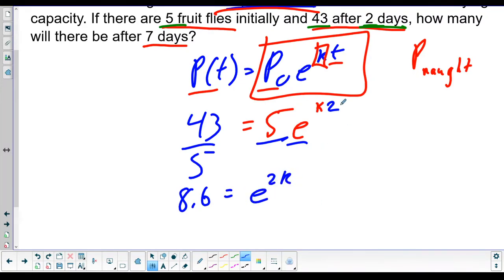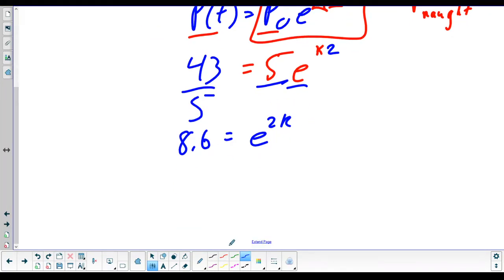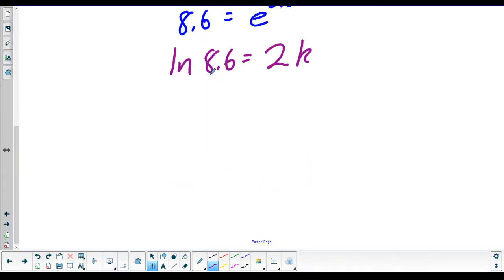And you can change the order. Multiplication is commutative. The order doesn't matter. So now we're going to rewrite this as a logarithm so that we can get our variable out of the exponent. So this is going to be natural log, because our base is an e, of 8.6 equals 2k. Then you put natural log of 8.6 into your calculator. That is 2.15176 equals 2k.